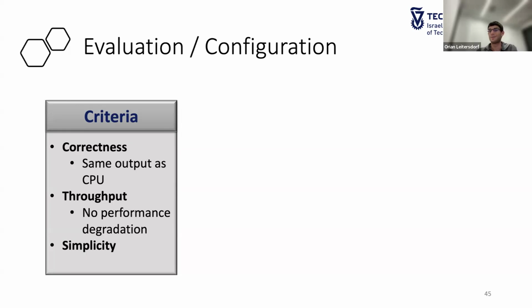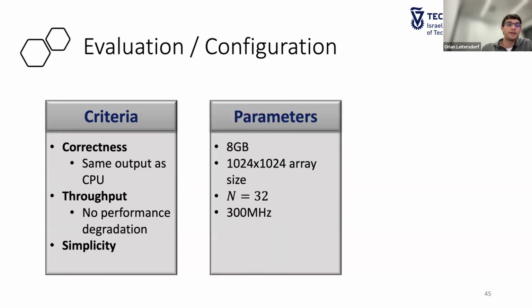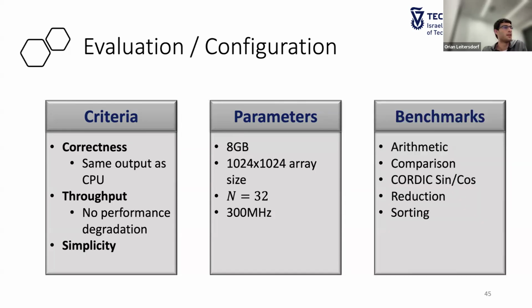And the last thing is going to be simplicity. We're going to see some examples of how very complex operations can be reduced to a few lines of code. In terms of parameters, we're giving here a brief overview, but it's going to be an 8 GB memory consisting of 1000 by 1000 arrays, n equals 32 and 300 megahertz. Its configuration is based on a recent paper called Racer from Micro.